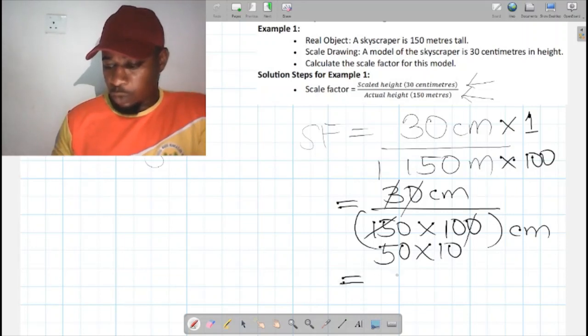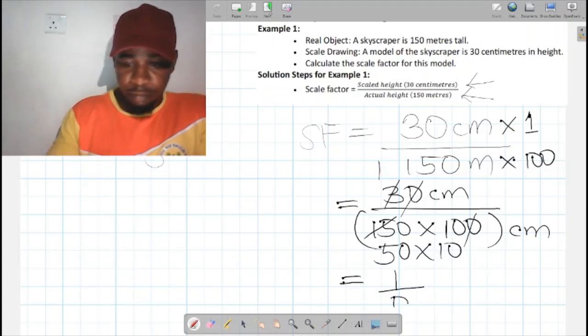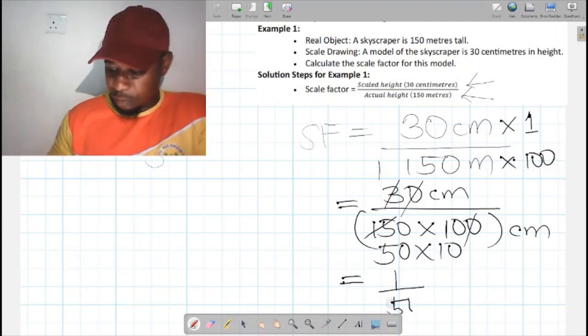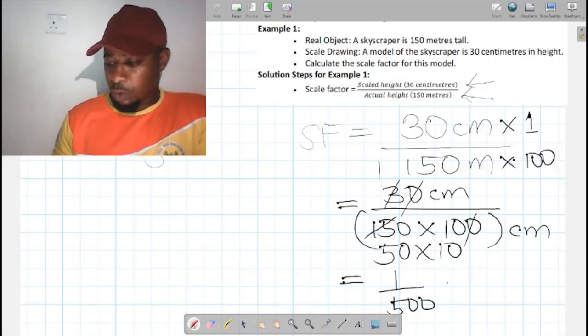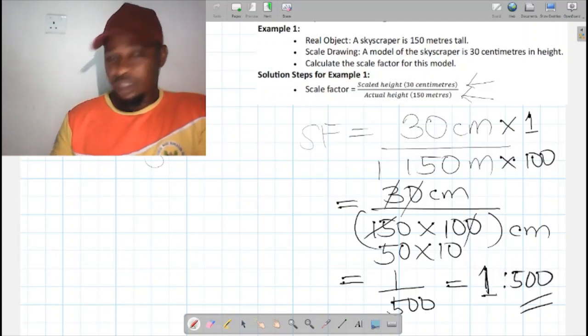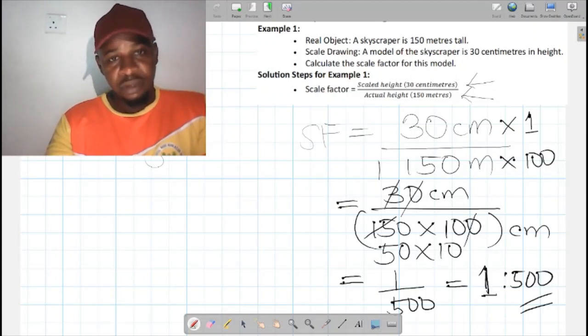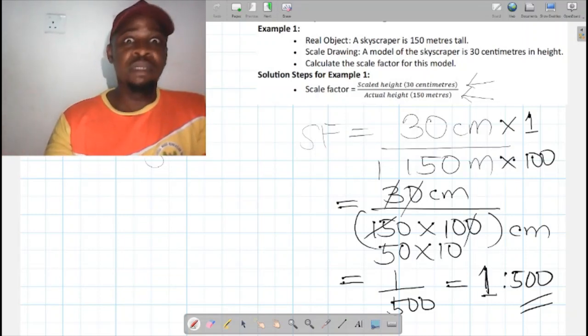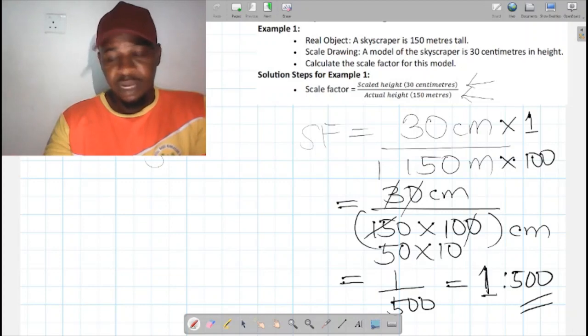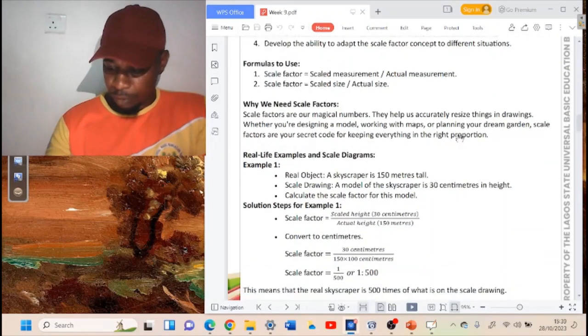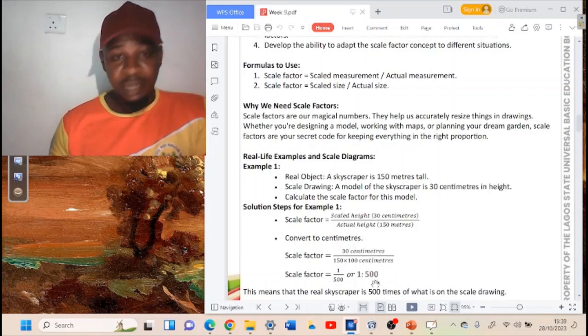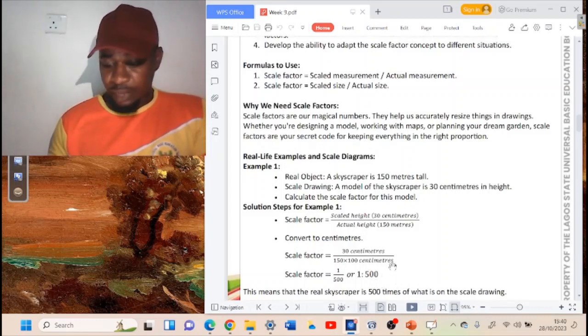So we're going to have 1 over 500 and this is our scale factor. We can write it also as the ratio 1 to 500. What this scale factor means is that the real building is 500 times what is on paper. So when you see the drawing on paper, know that the real building is way bigger than that. It is 500 times. Let's see. Oh yes, we got that right. Our final answer is 1 to 500. That is the scale factor.